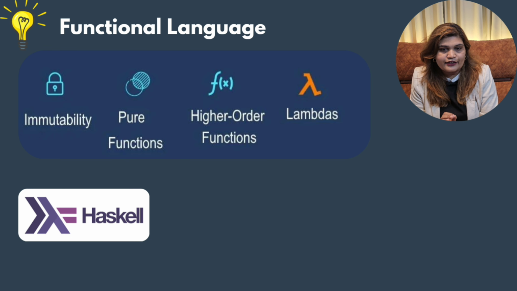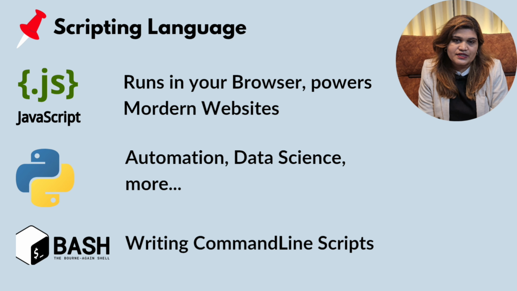Scripting languages are lightweight and often used for quick tasks, automation, or web development. Here are some examples. JavaScript runs in your browser and powers modern websites. Python, also a scripting language, used for automation, data science, and more. Bash, for writing command line scripts on Unix systems. These are great for beginners because they give you fast results with simple syntax.